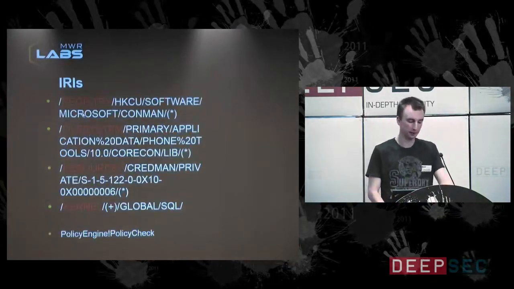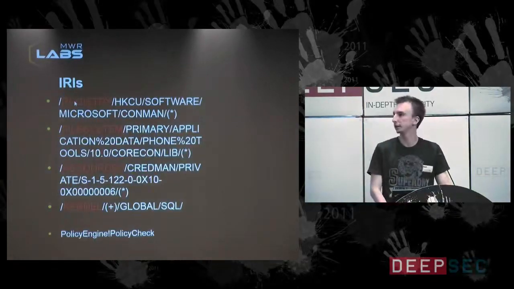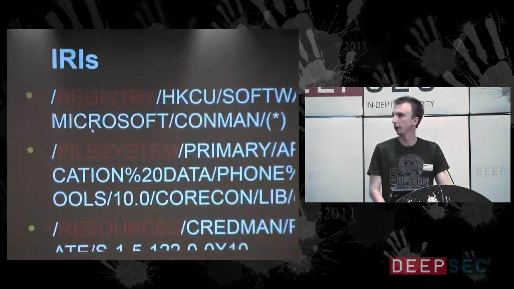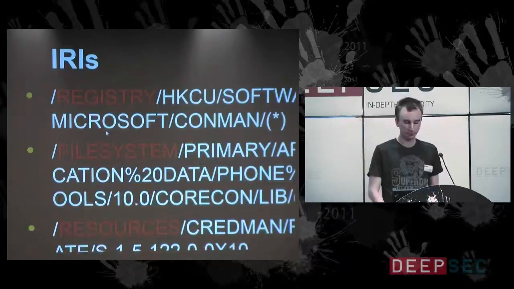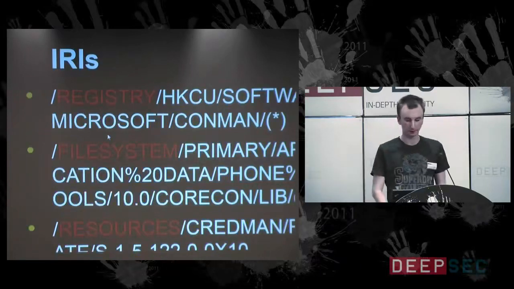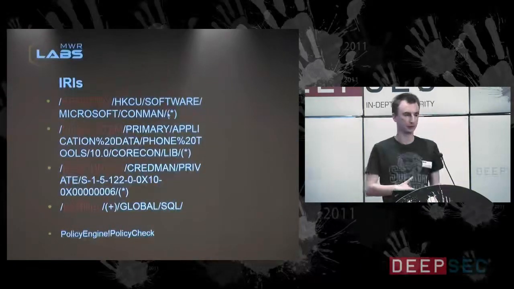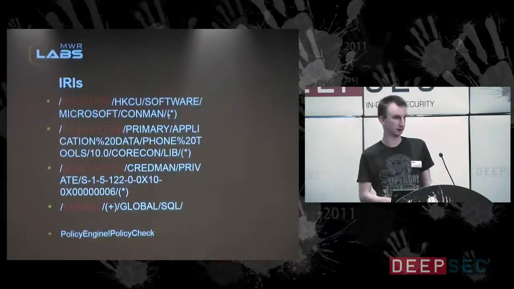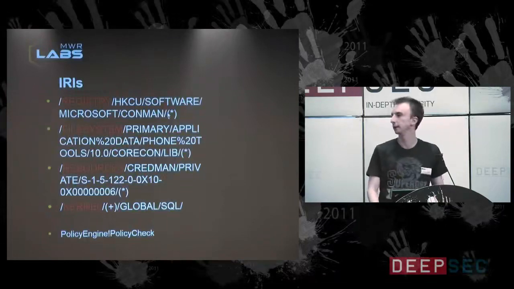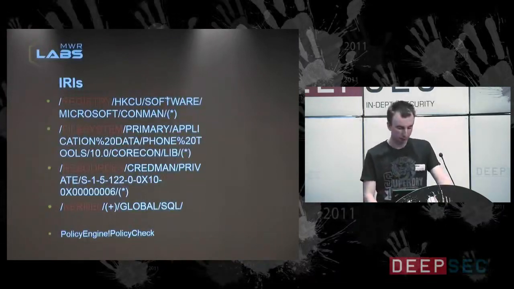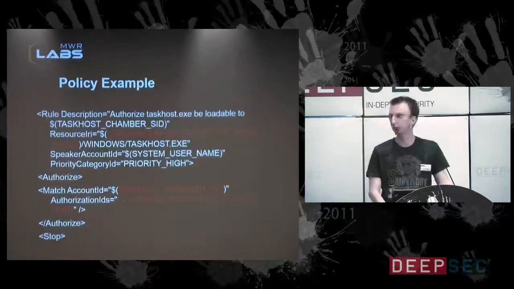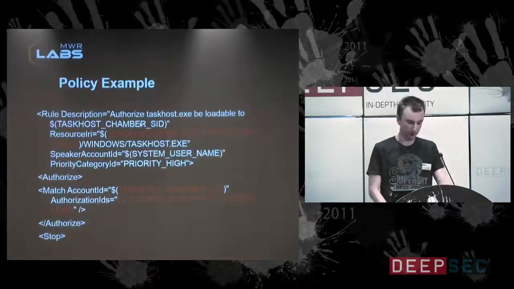Policy entries themselves work with these things called international resource identifiers. IRIs basically identify things like the registry, the file system, resources on the phone. It's quite granular. You can specify single resources, or you can specify wildcard matches. So everything, for example, under a registry subkey will be matched by these IRIs. These are used in the policy files.